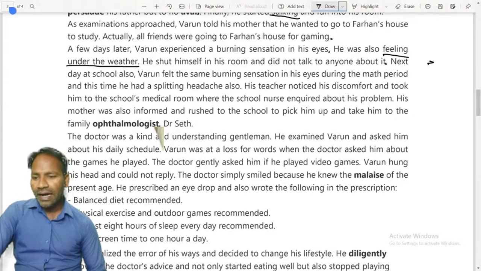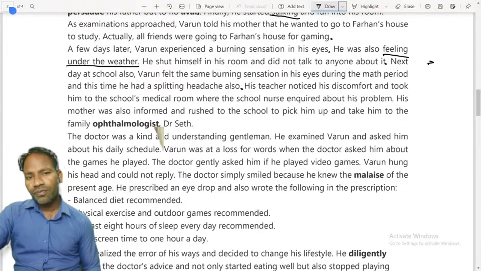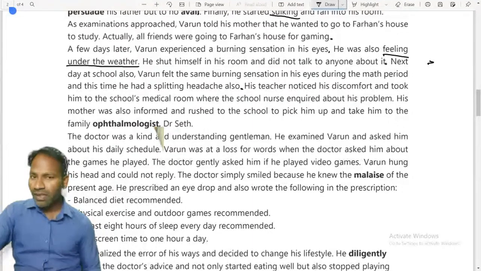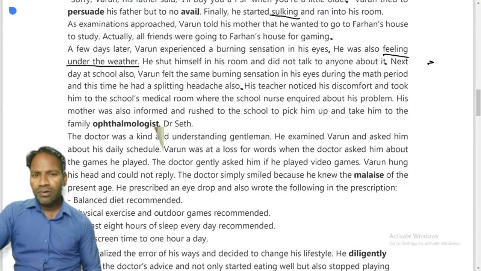Next day at school also, Varun felt the same burning sensation in his eyes during the math period, and this time he had a splitting headache also. While the math period was going on, he could not even see the calculations written on the board, having irritation in his eyes and a splitting headache.